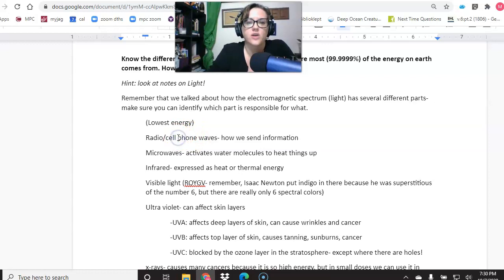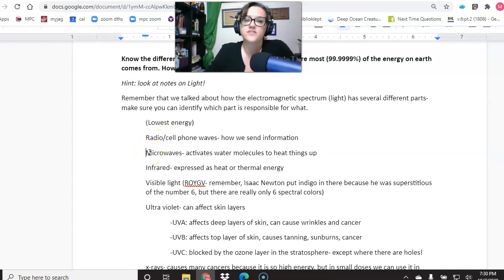So if we start at the lowest energy waveform, we have radio and cell phone waves, and we've actually figured out how to code information on those, and we send them around the world and even the universe. We try to send these things out into the universe to talk to aliens. Do they exist? We don't know. We then get a little bit more energy.